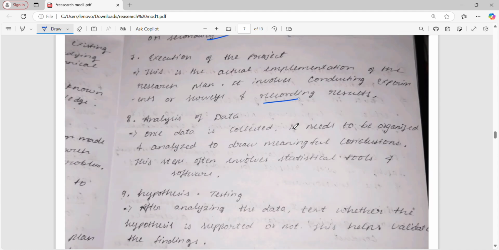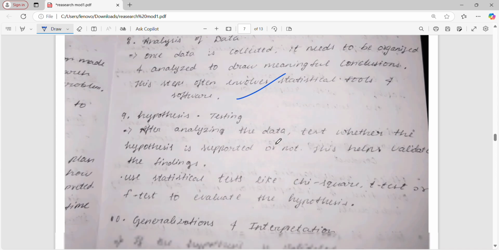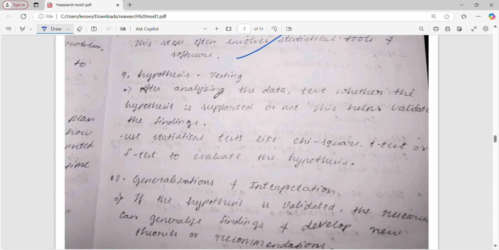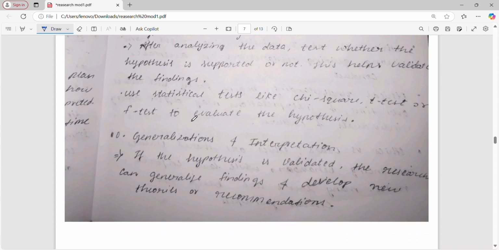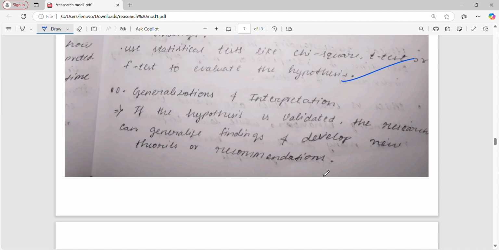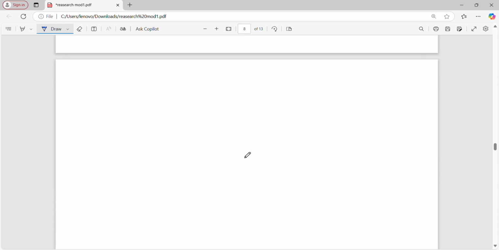Next, analysis of data. Once data is collected, it needs to be organized and analyzed to draw meaningful conclusions. These steps often involve statistical tools and software. Then hypothesis testing. After analyzing the data, test whether the hypothesis is supported or not. This helps validate the findings. Use statistical tests like chi-square, t-test, or f-test to evaluate the hypothesis. Next, generalization and interpretation. If the hypothesis is validated, the research can generalize findings and develop new theories or recommendations.